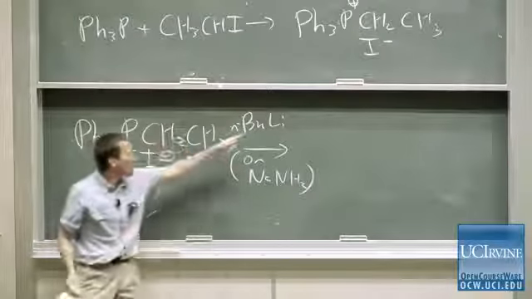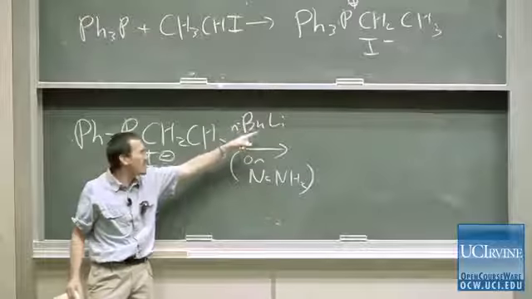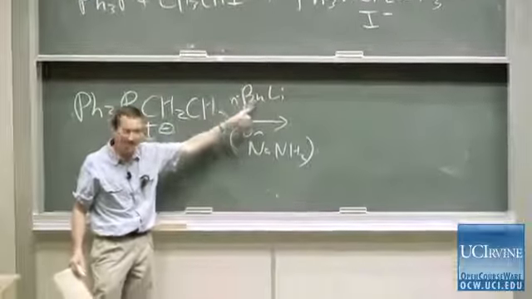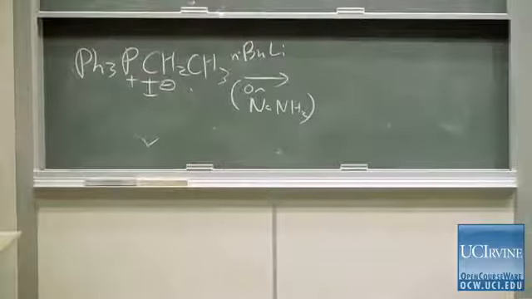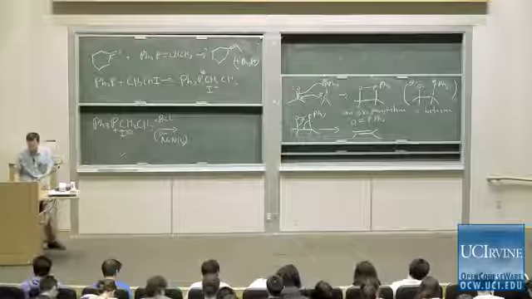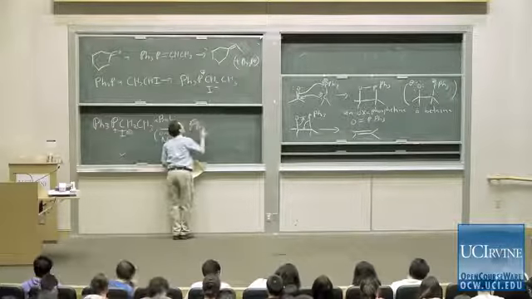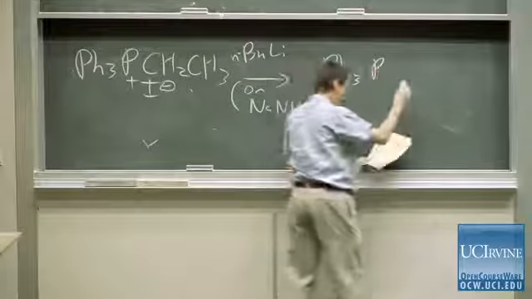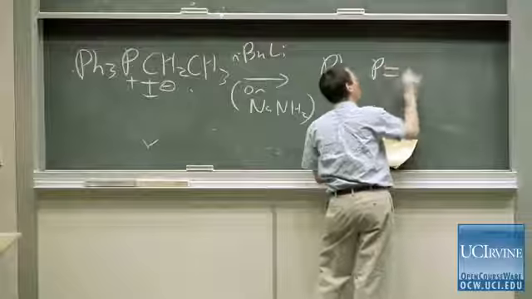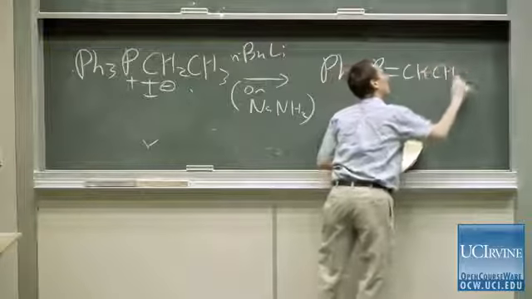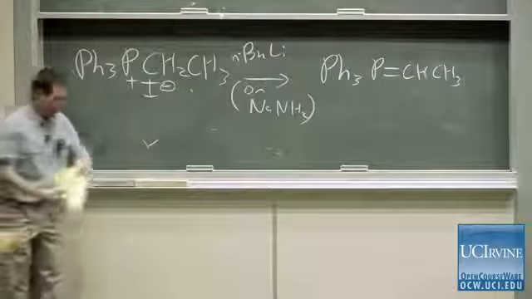Remember, the conjugate acid of butyl lithium is butane, pKa 50. The conjugate acid of sodium amide is ammonia, pKa of 38. So they're both good enough bases to do it. So they will generate our phosphorus ylide, our ethylidene triphenylphosphorane, it's called. And so that's kind of neat.